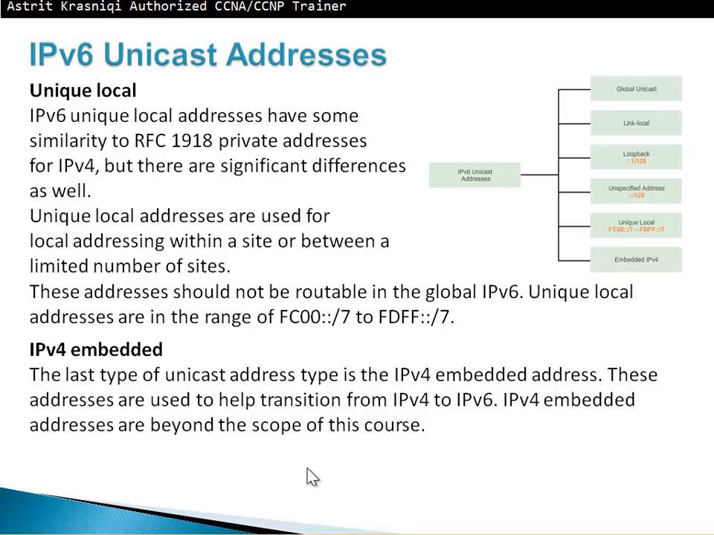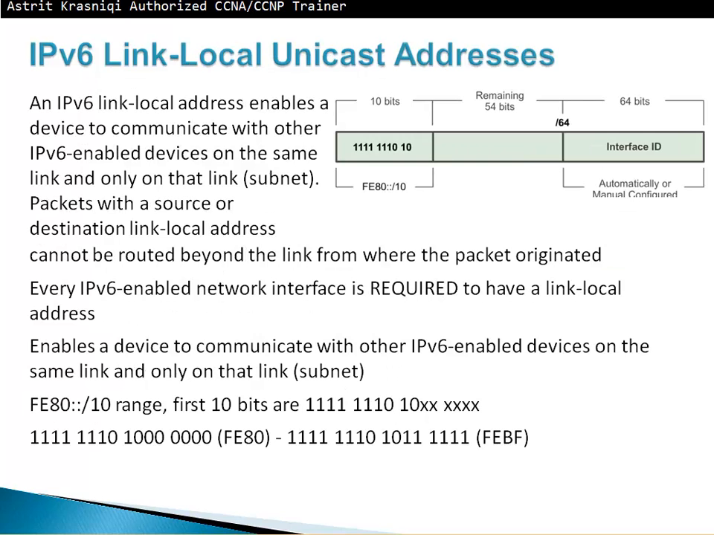And the last one is IPv4 embedded addresses. The last type of unicast address is the IPv4 embedded address. These addresses are used to help transition from IPv4 to IPv6. IPv4 embedded addresses are beyond the scope of this course, so we're not going to learn anything more about them.